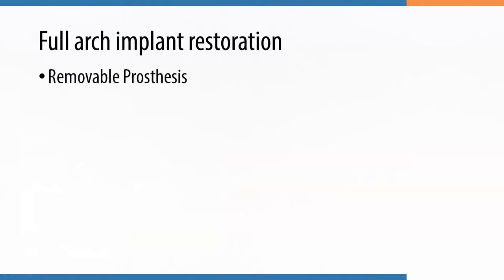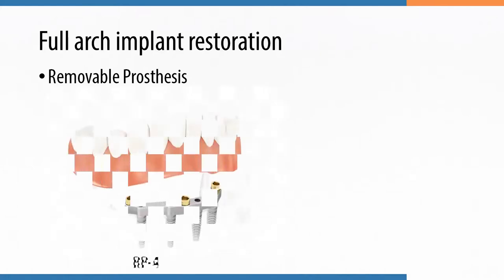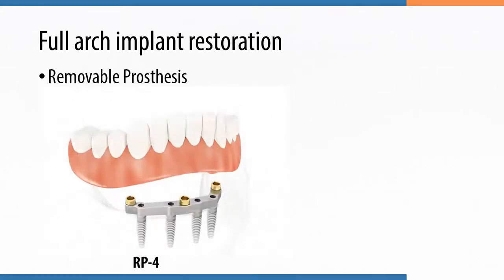Another type of restoration is, of course, the removable prosthesis, where we can restore our patients with an RP4 type of prosthesis. This is an implant-supported restoration, having a bar substructure, taking its main support from the bar, splinting the implants, which can have a distal cantilever, and this should need the same amount of clearance as the fixed type of prosthesis, which ranges from 16 to 18 millimeters.